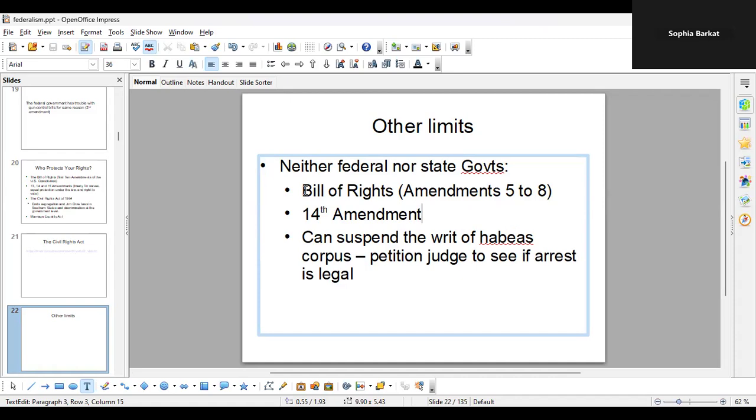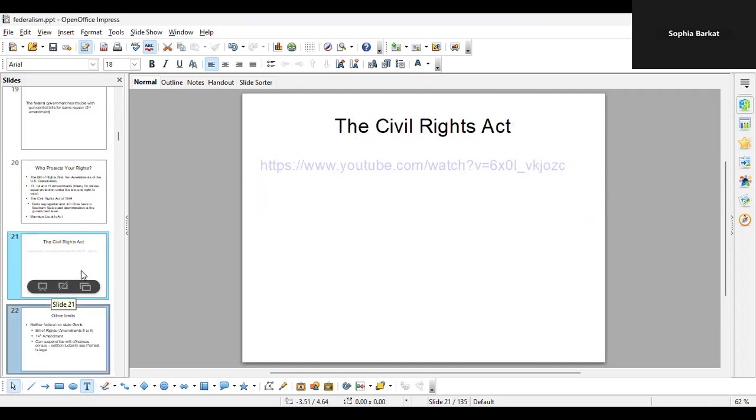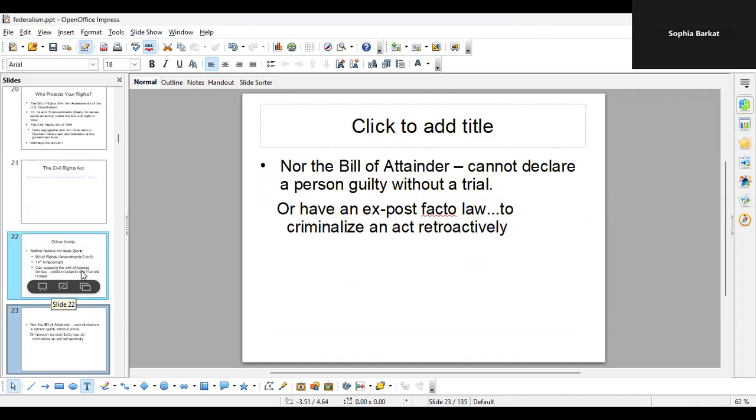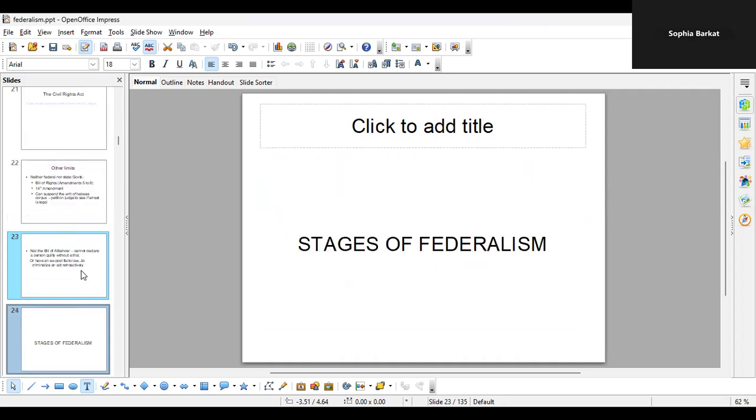Okay, so writ of habeas corpus means that you are protected by certain steps within the criminal justice system. And so you should look up the Bill of Rights for those amendments to understand this in more detail. Again, within those amendments, there's protection for other things, so look at that. Stages of federalism. So I'm going to stop the video here. Let's come back and talk about federalism.